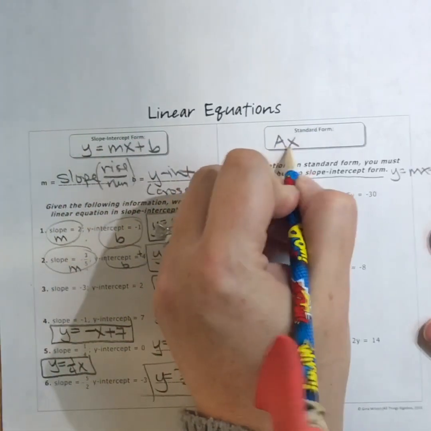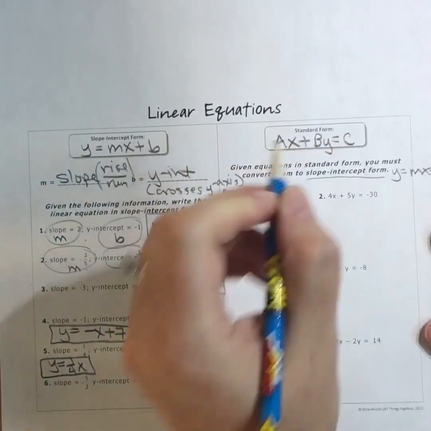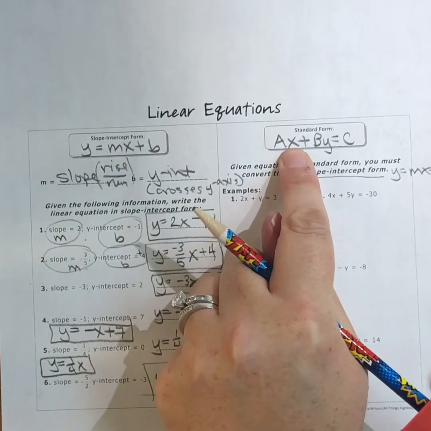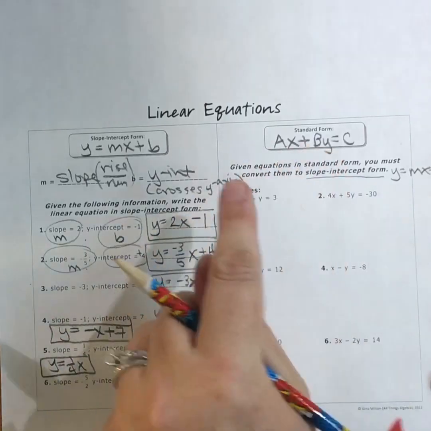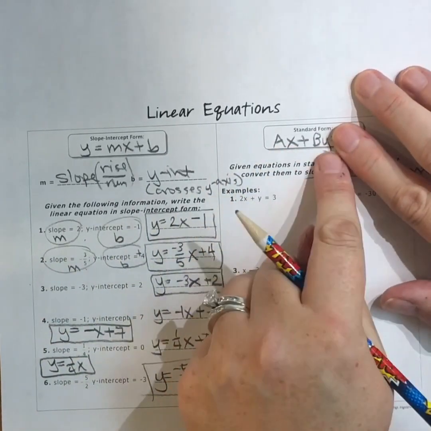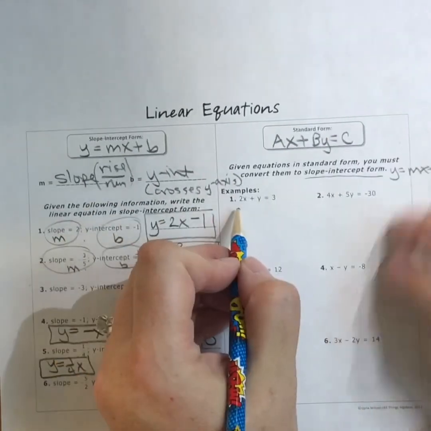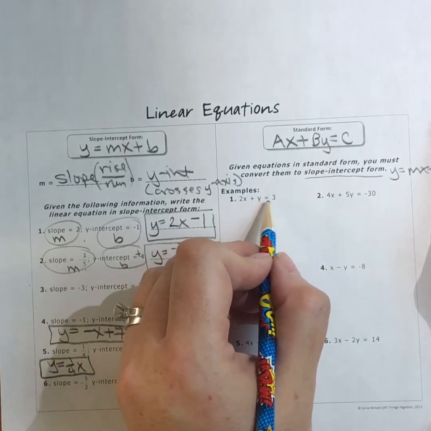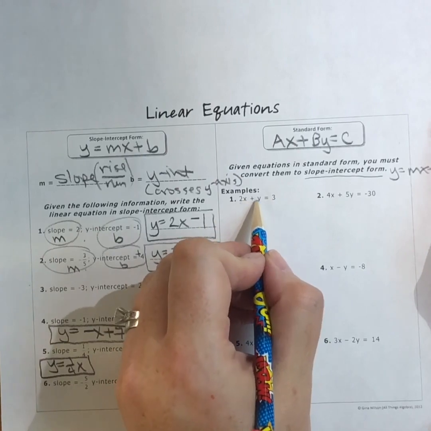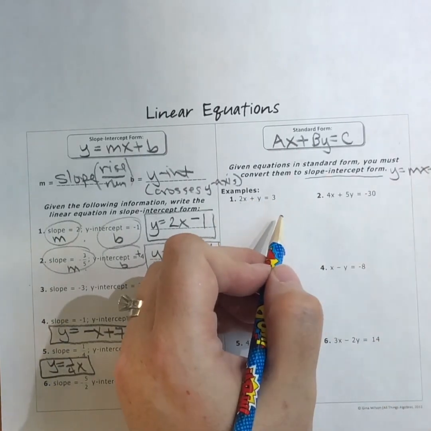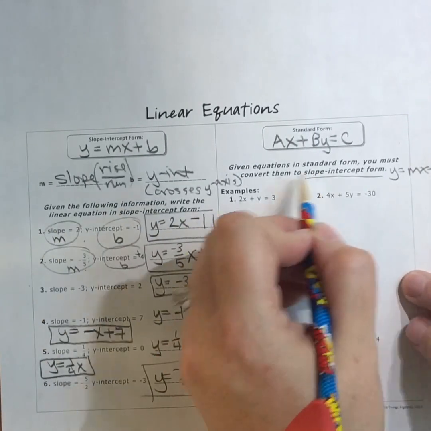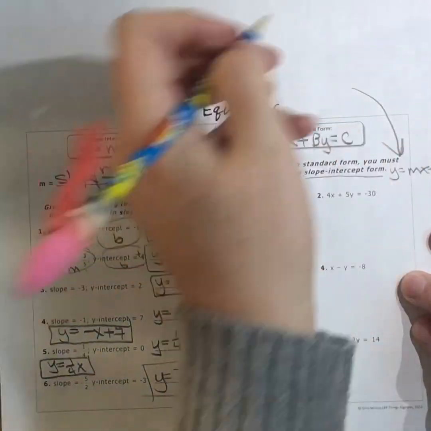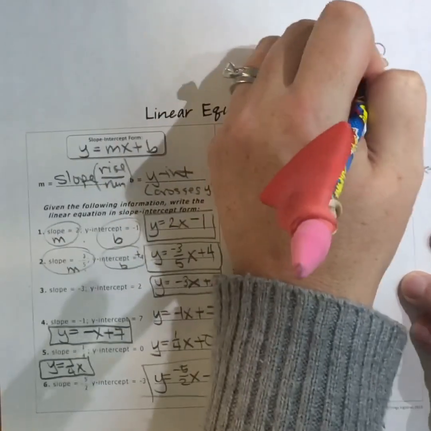Standard form is ax plus by equals c, okay? So standard form just means that the x term and the y term are on the same side of the equation, okay? So like 2x plus y equals 3, the a is 2, the b is 1, and the c is 3, okay? But we're going to convert them, which basically means solve for y. So this part right here means solve for y.